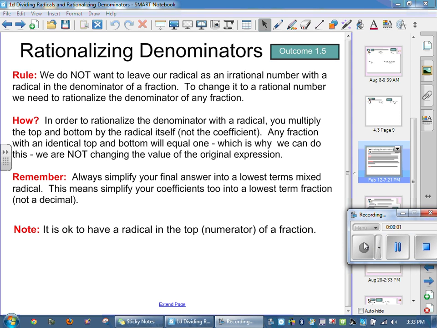Half of lesson 1D is talking about rationalizing denominators. We've already learned how to divide radicals, but now the big thing we're talking about is rationalizing denominators. So that's a big word we need to look at.